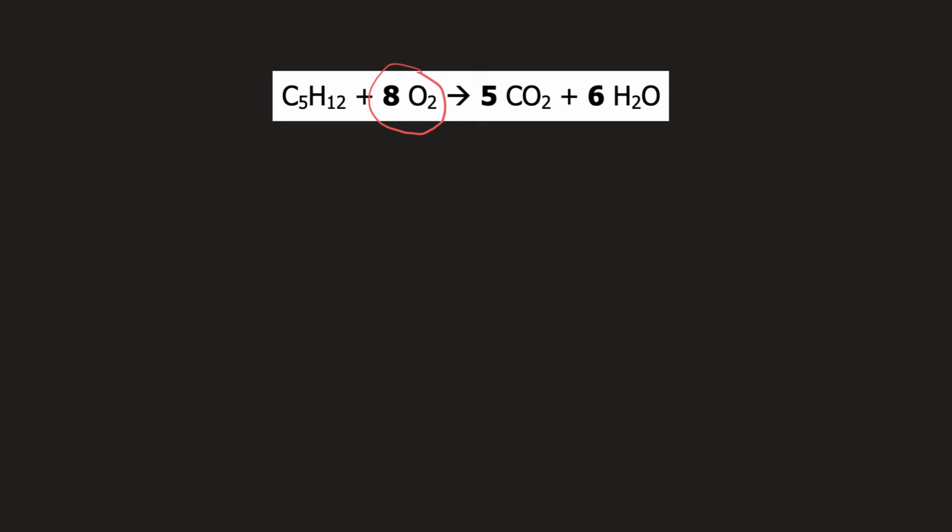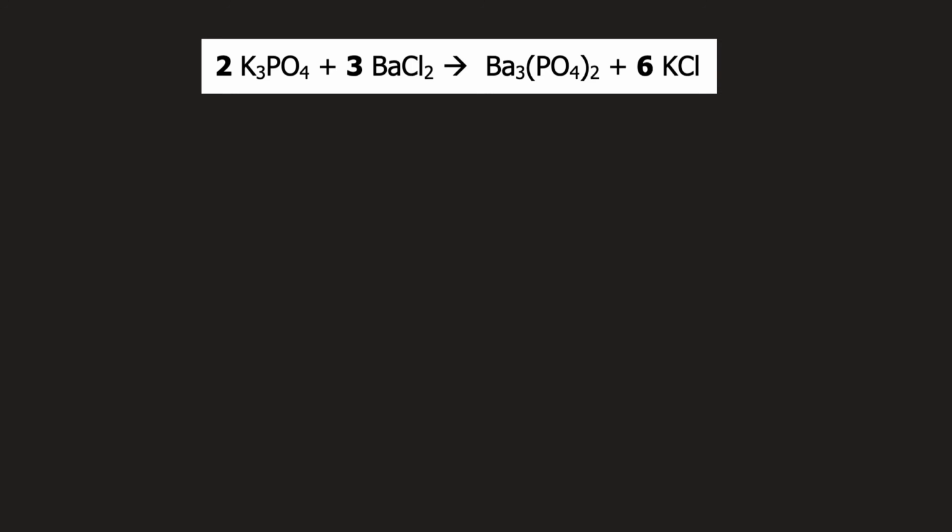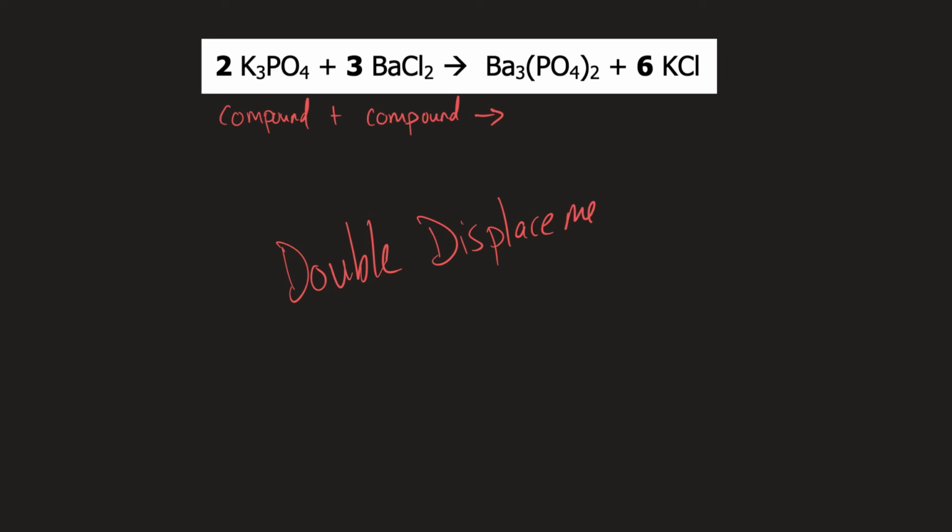And there's the clue. Oxygen is one of the reactants, so this must be a combustion reaction. In the next example, go ahead and hit pause if you want to think about this for a minute. We have compound plus compound, and we're producing two new compounds. So this is a double displacement reaction.